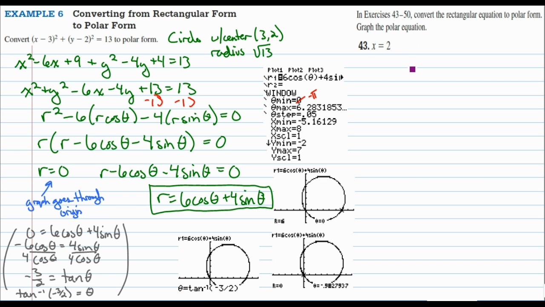Now try problem number 43. It looks pretty simple, and if you remember from previous examples, you might be able to convert this vertical line at x equals 2 right off the bat, but showing your work is definitely part of the process. So you need to be able to show and demonstrate that you know how to get through this process.